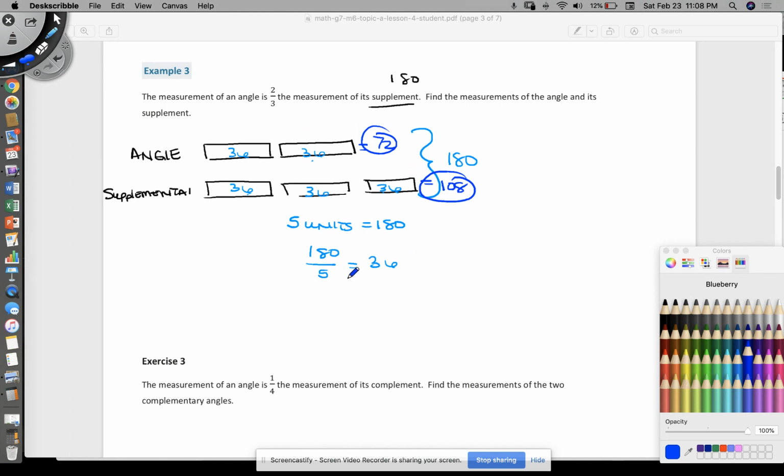Sometimes solving these with a visual can be a little bit easier than trying to figure out what 2/3 of an angle measurement would be. All right, let's try another one.